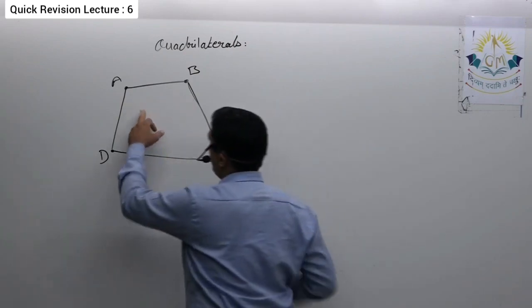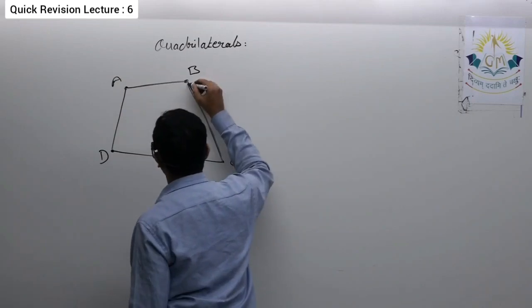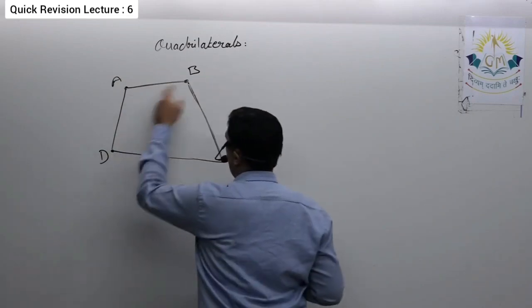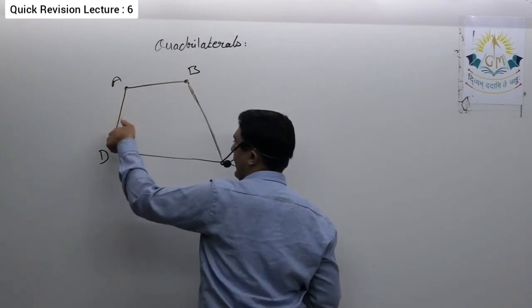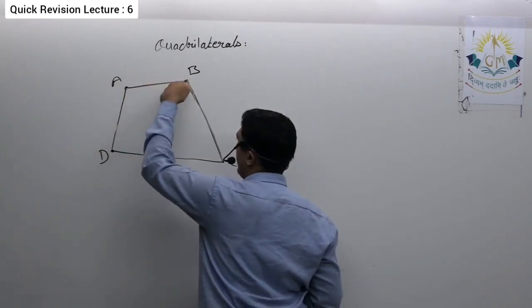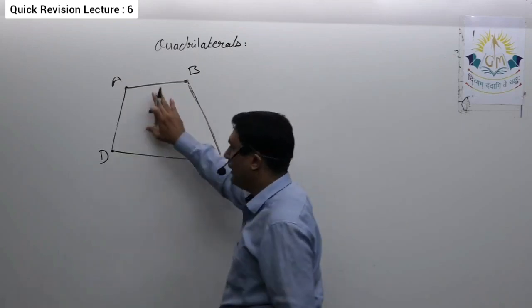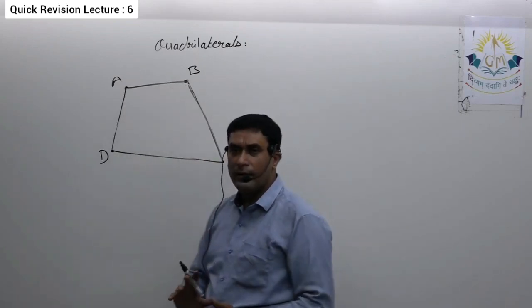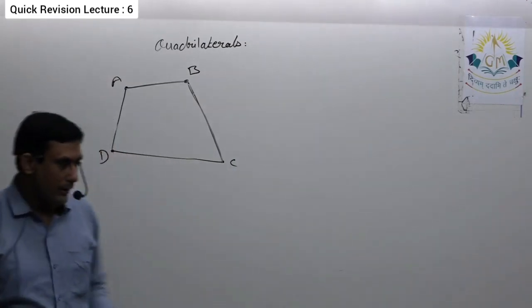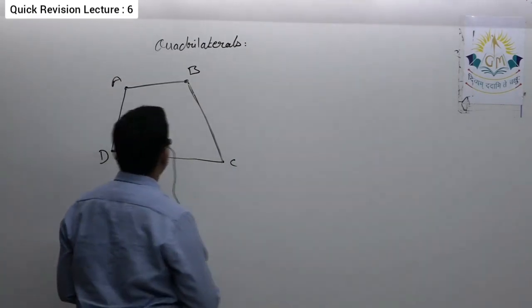Now, adjacent angles: angles which have one arm common. Here A and B are adjacent angles because they have a common arm AB. Angle A is DAB, and angle B is ABC. So they have a common arm AB. So these two are adjacent angles. It has four pairs of adjacent angles. So that is very basic about quadrilaterals.